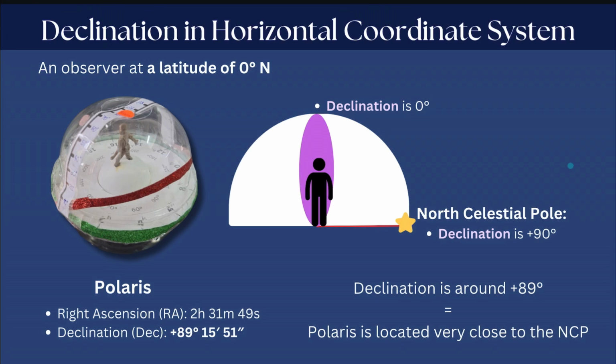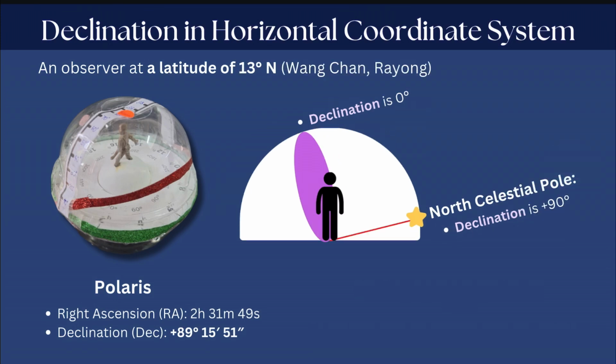And the next example is at a latitude of 13 degrees north, which is at Wang Chan, Rayong. As you can see, the NCP is now about 13 degrees from the north, so the declination starts at around 13 degrees from our head to the south, as it's perpendicular to the NCP.